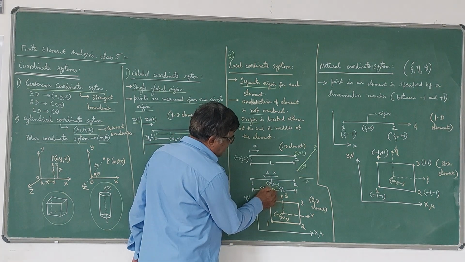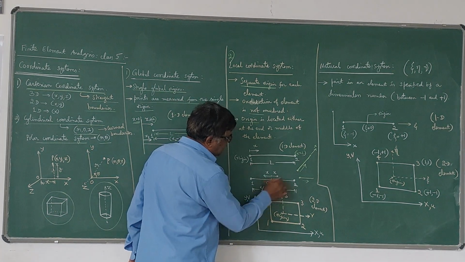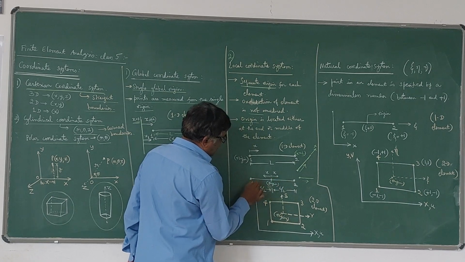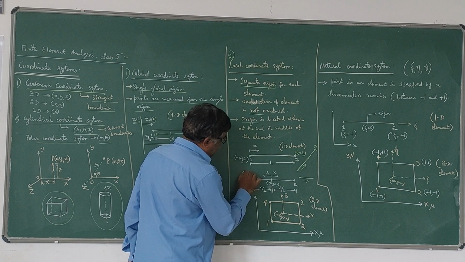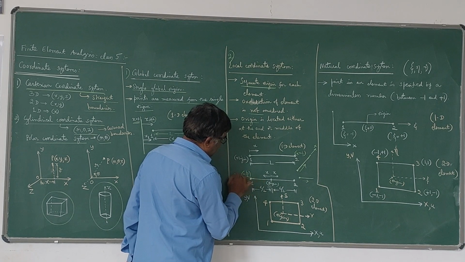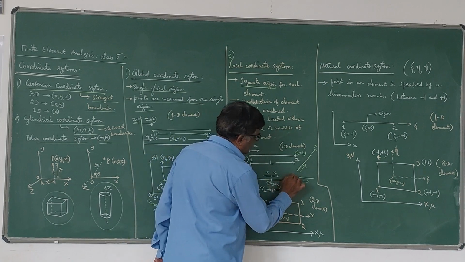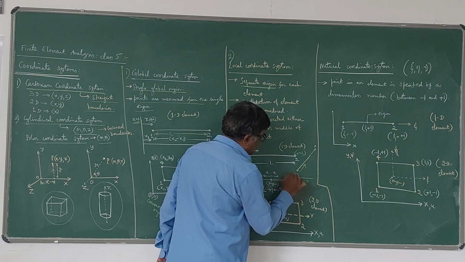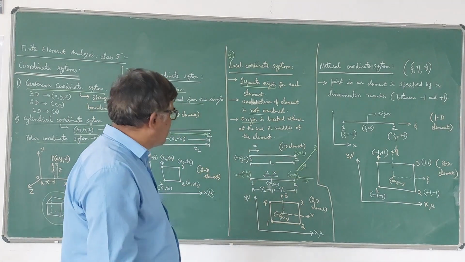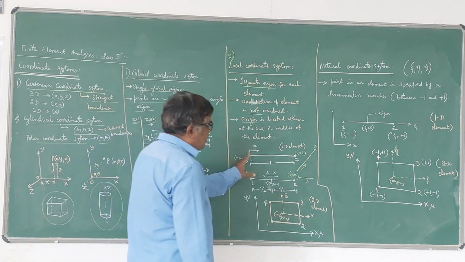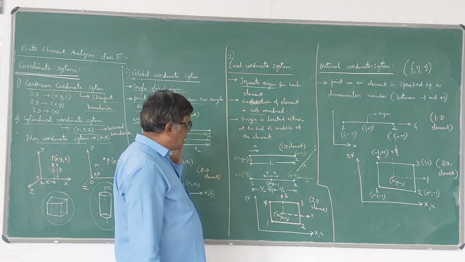The total length is L, so this will be L by 2, and this will be L by 2. Then what we can write here is the coordinates of this will be x is equal to minus L by 2, whereas the coordinates of this will be x is equal to plus L by 2. Either you can choose the midpoint of the element as the origin or one of the nodal points as the origin.